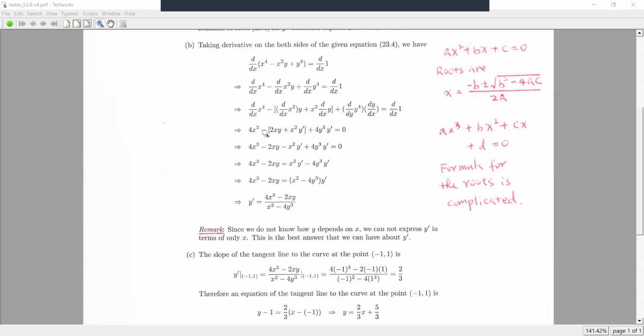Distribute the negative sign to the 2 terms. Then we have this equation. Move the last 2 terms to the right hand side, then we have this equation. Factor out y prime, then we have this equation. Finally, move the factor x squared minus 4y to the 3rd to the left hand side, then we have this equation. This is the result to part B.